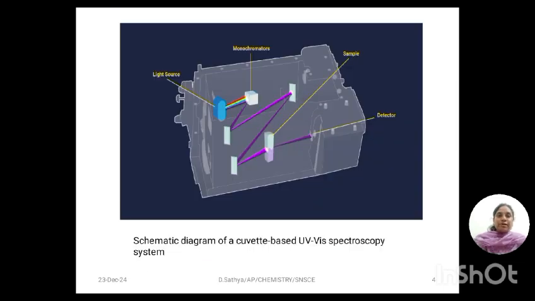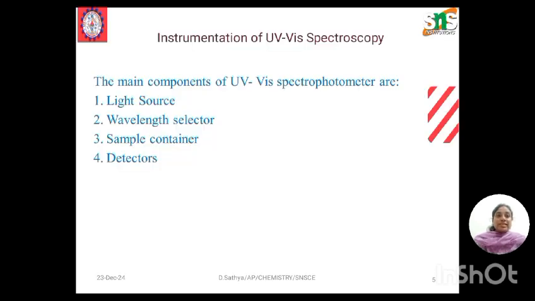So this is a schematic diagram of a cuvette based UV visible spectroscopic system. Two lamps are used as light sources here. We'll discuss them one by one. The main components of the UV visible spectrophotometer are the light source, wavelength selector, sample container and detector.